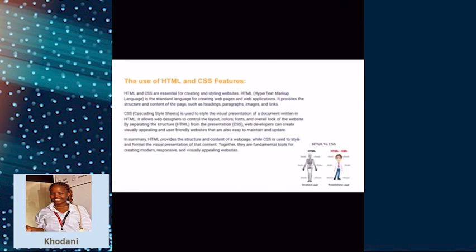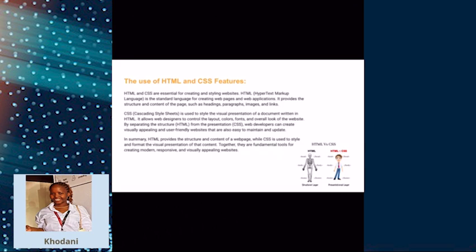We also needed to be able to showcase that we understand the use of the HTML and CSS features. HTML and CSS are essentially for creating the styling of the website. HTML is like your body without the clothes, and when CSS comes into play, it's like the clothes that make everything look presentable. CSS is used to style the visual presentation of a document written in HTML. It allows web designers to control the layout, colors, fonts, and overall look of the website.